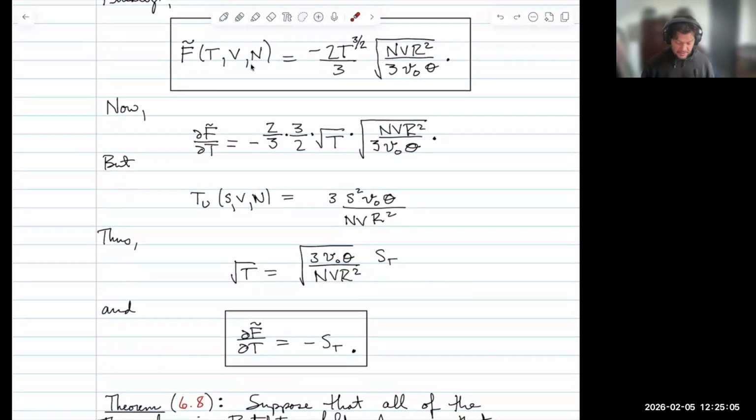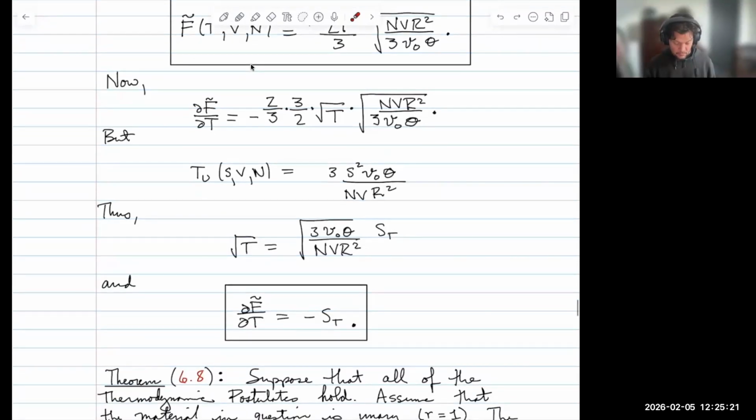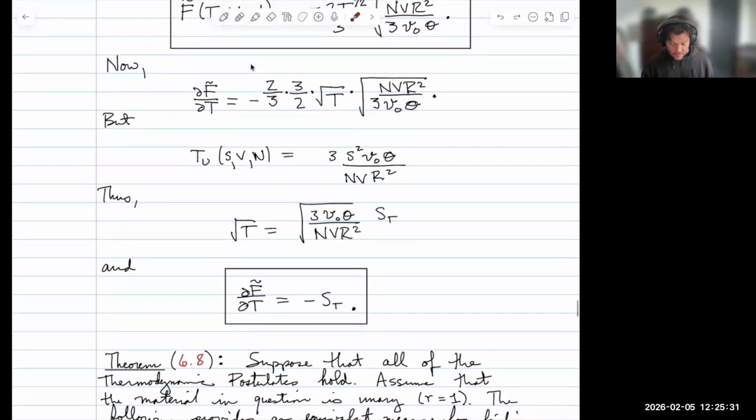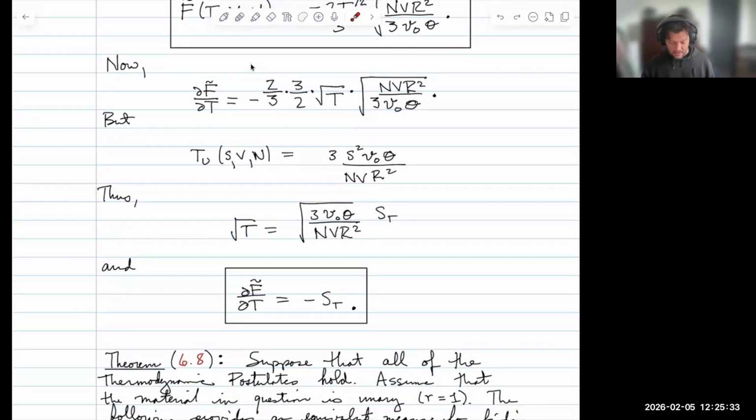But let's make an observation here. What I want to show is that the stuff that lives over here should be minus s somehow. Minus s. Okay. Well, remember what the internal energy version of the temperature looked like. It was this function here. And remember what ST looked like.